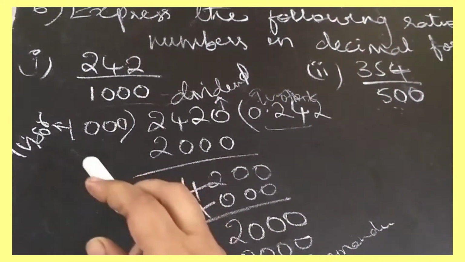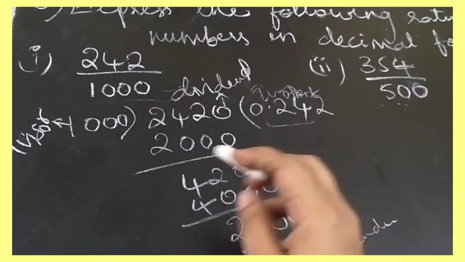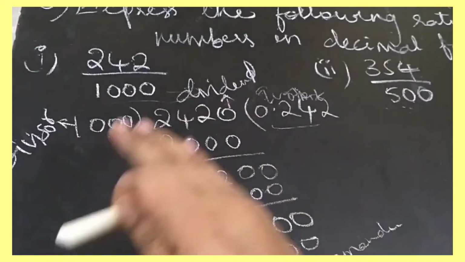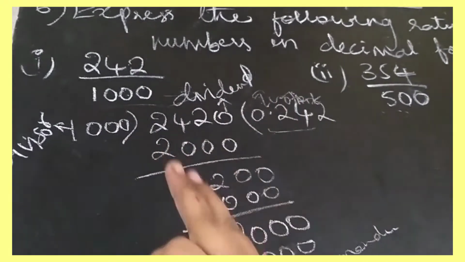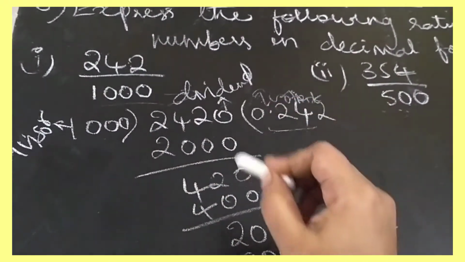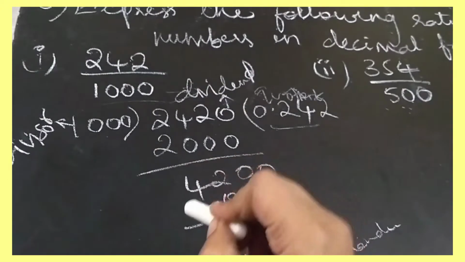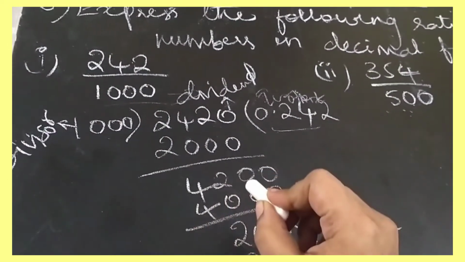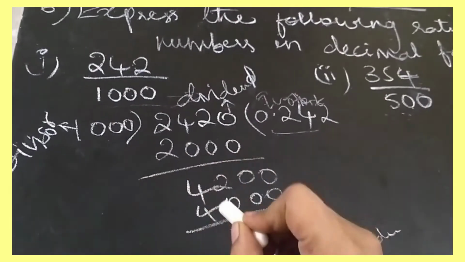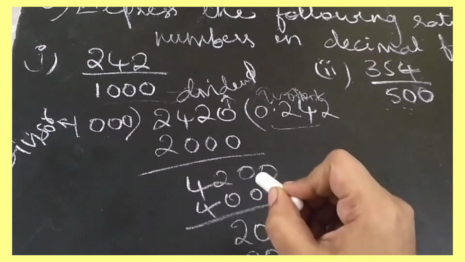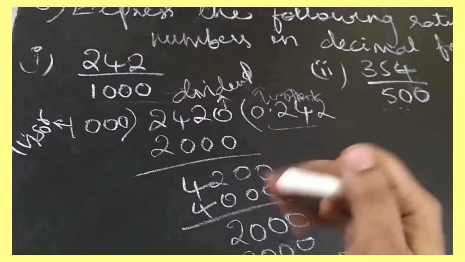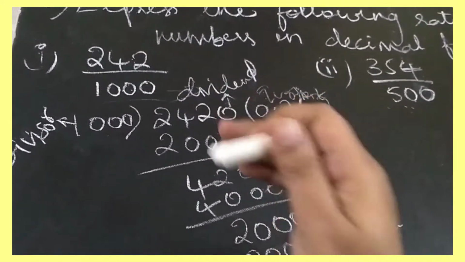Now 1000 twos are 2000, I'm taking that. 1000 threes is 3000, so we can't take 3000. That's why I'm taking 2000. So 0 minus 0 is 0, 2 minus 0 is 2, 4 minus 0 is 4. It is 420. Again 420 doesn't go in 1000, so again one more 0 you have to take. You can take infinite zeros. In this points division, if you are taking 0 point, you can take infinite zeros.